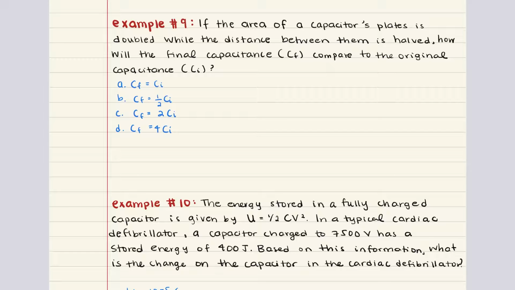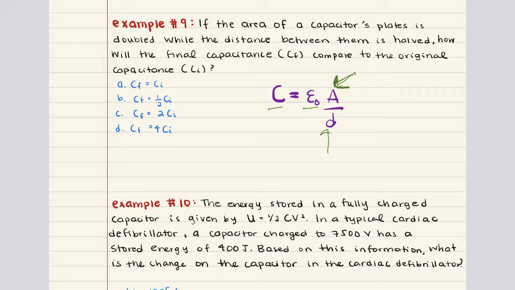Now, the capacitance of a parallel plate capacitor is determined by the following equation. This equation says that capacitance is equal to epsilon naught, which is the permittivity of free space, multiplied by A, which is the area of one of the capacitor's plates, divided by D, which is the distance between the two plates. This equation tells us that the capacitance is directly proportional to the area of the plates.